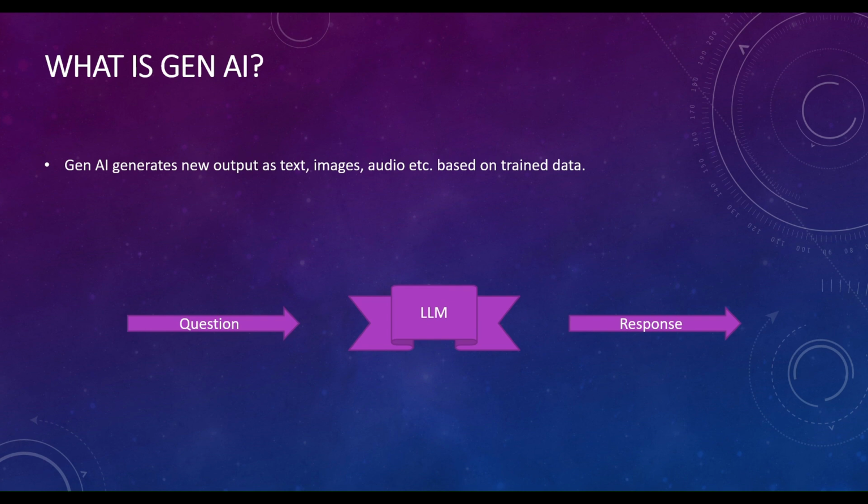the large language model will not just go and search for the relevant data that you are asking for. It will not fetch the data. In fact, what it will do is generate a new output. That will be the response of the large language model. So that is extremely important: the large language models or the generative AI models generate the new data based on the trained data.